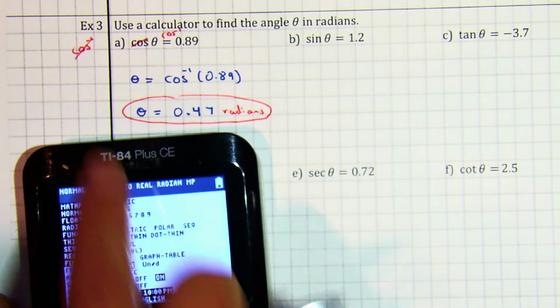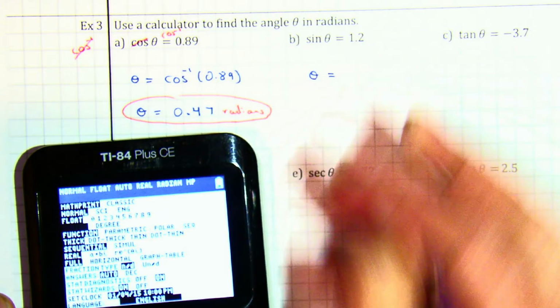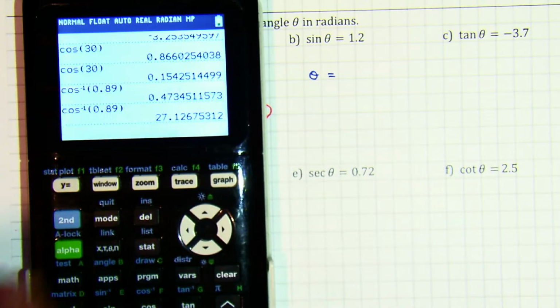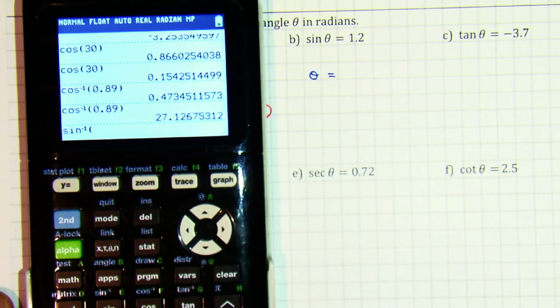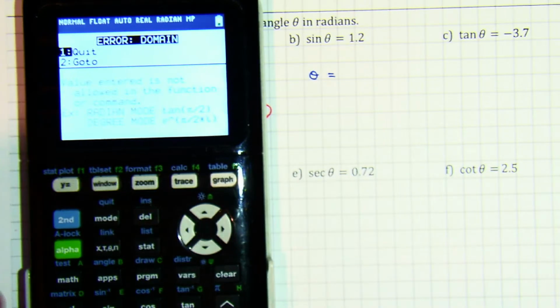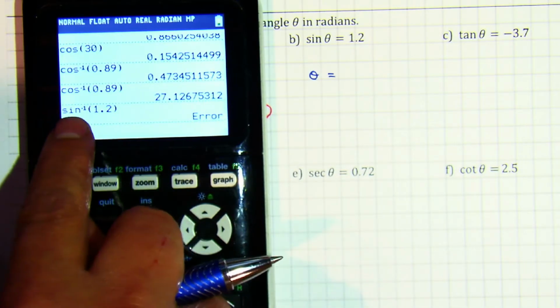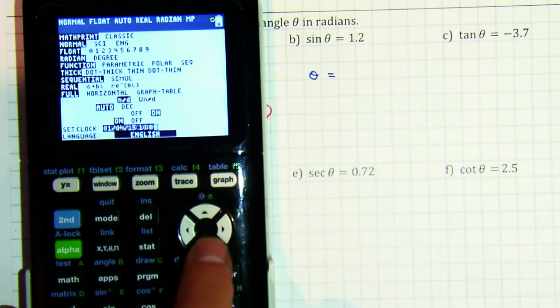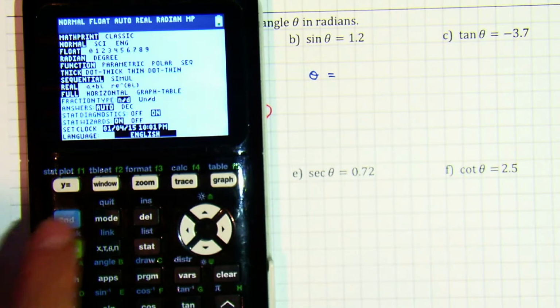I can go through the whole process and take the sine inverse on both sides, but most of the time, in order to evaluate this, we're going to have to type in the sine inverse of 1.2. It gives me an error. Did I type it in correctly? It's fine. The mode is in radian. So why does it give me an error?